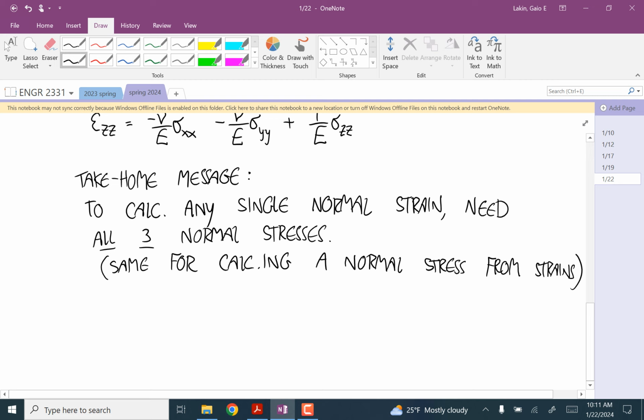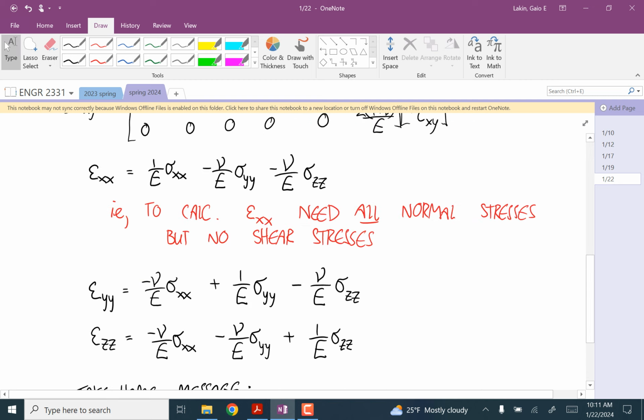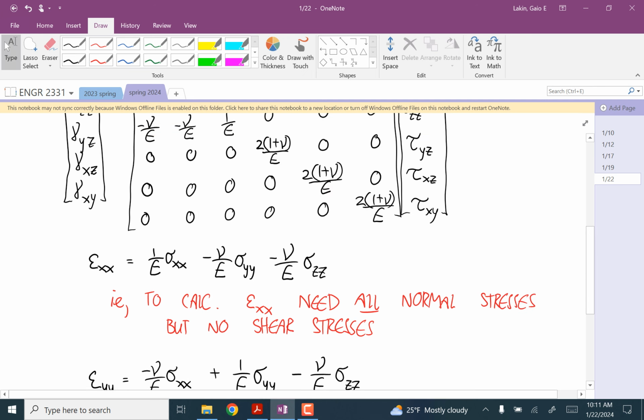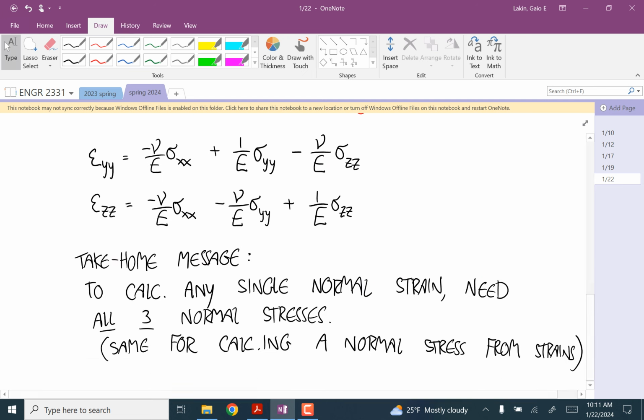Okay, so now let's think about the shears. Now you might think, if to calculate a single normal strain you need all three normal stresses, it would probably make sense that to calculate a single shear strain you'd need all three shear stresses. But that's not what happens if you multiply out the matrix, so let's look at that.